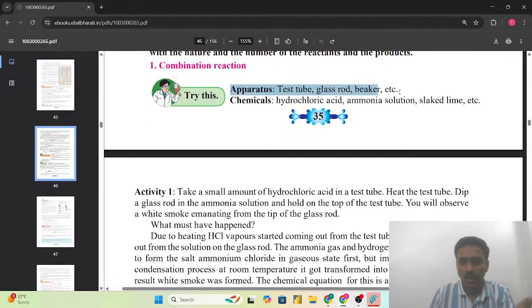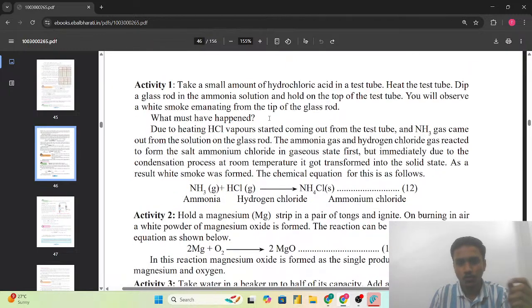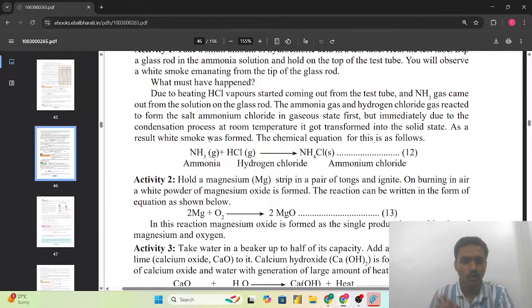Again we have one activity here, which you will be performing in your school lab. We are not going to take the activities here, but we are going to cover all the other stuff, that is, the chemical reaction and all the other parts. Due to heating, HCl vapor started coming out from the test tube, and ammonia, that is NH3 gas, came out from the solution on the glass rod. The ammonia gas and hydrogen chloride gas reacted to form the salt ammonium chloride.